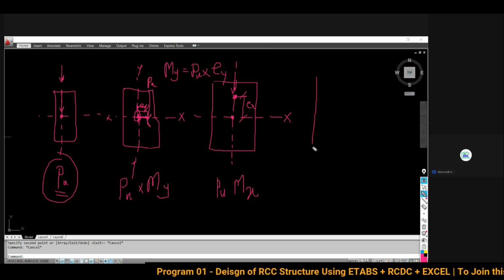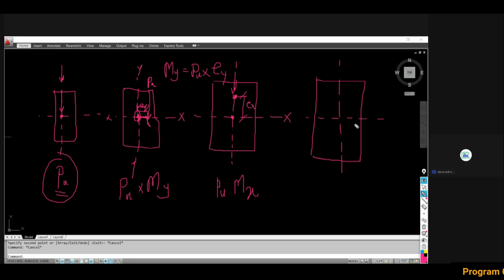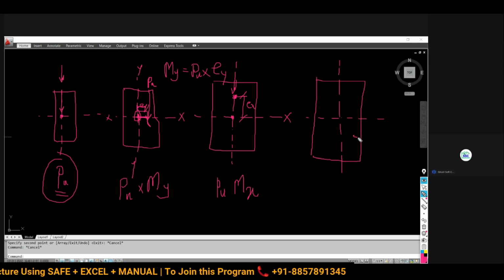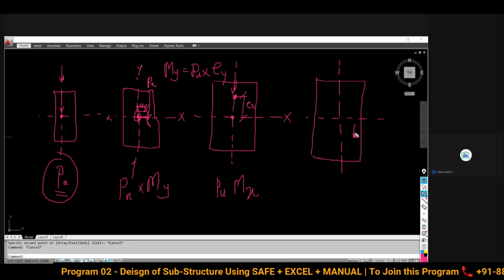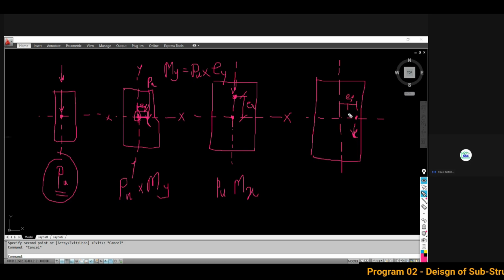Now the third case, when your column is there like this, your action of loading, or axial load, is not going to act either on the x-axis or on the y-axis. It is actually going to act somewhere here. Suppose the point load is actually acting at this point. Now here, what is needed to do? This is our ey, this is about ex.